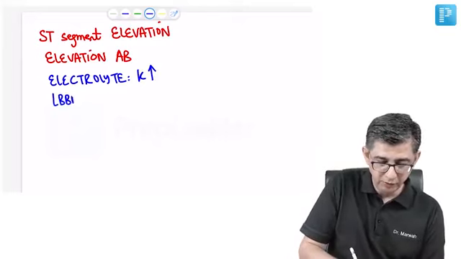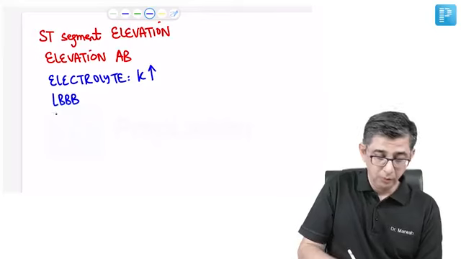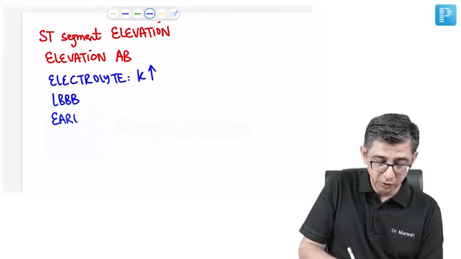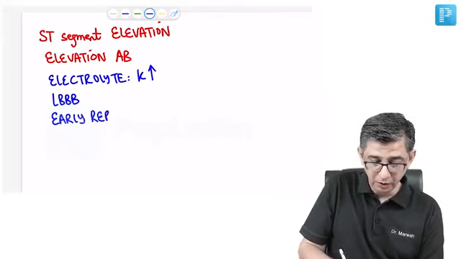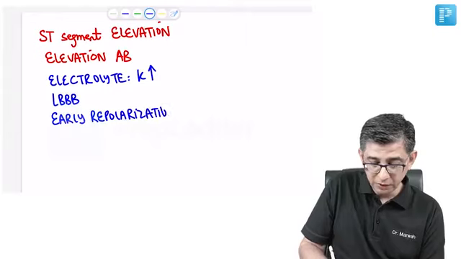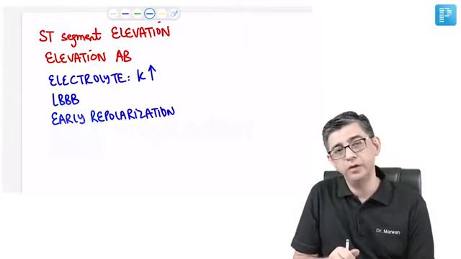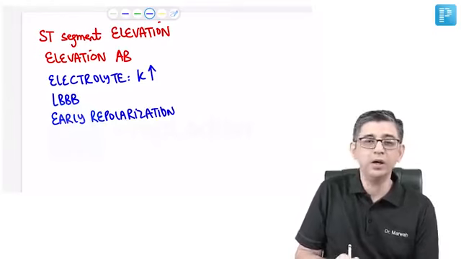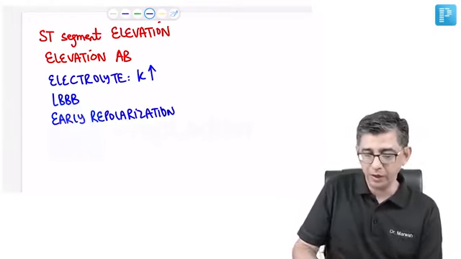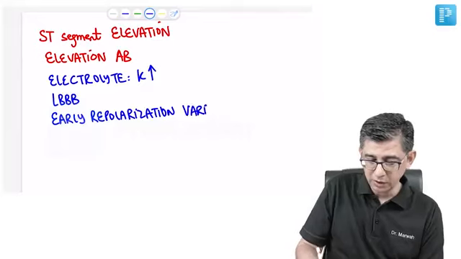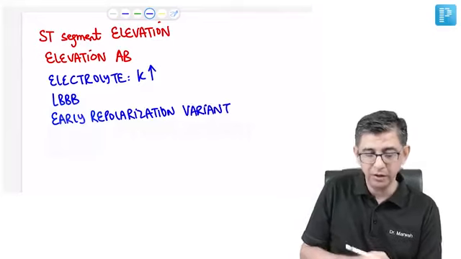Alphabet L would stand for left bundle branch block. Point number 3 is very harmless. This could be present in you and me also. We call it early repolarization variant. So some people could be having ST elevation in their ECG in a few leads. It will not follow a pattern, like in MI there's V1 to V4 or leads 2, 3, aVF. It's not going to follow a pattern. So this is called early repolarization variant.